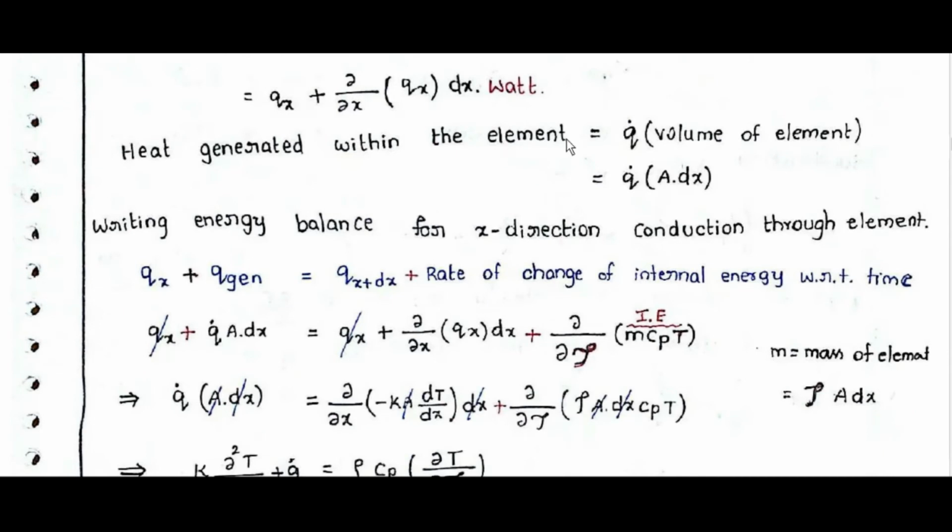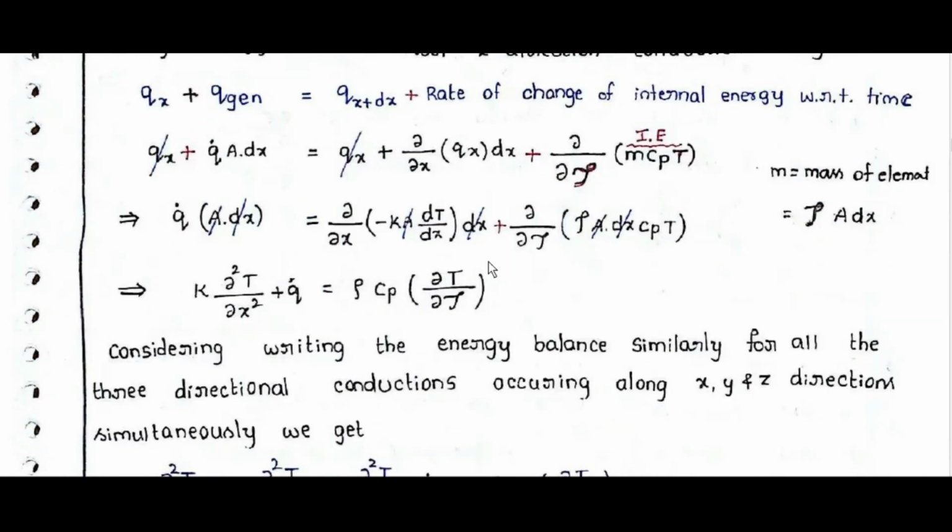Heat generated within the element is equal to Q dot times the volume of the element, which is Q dot times A dx. Writing the energy balance for x-direction conduction through the element: Qx plus Qgen is equal to Qx+dx plus the rate of change of internal energy with respect to time.